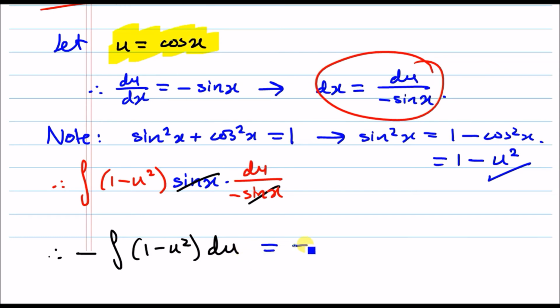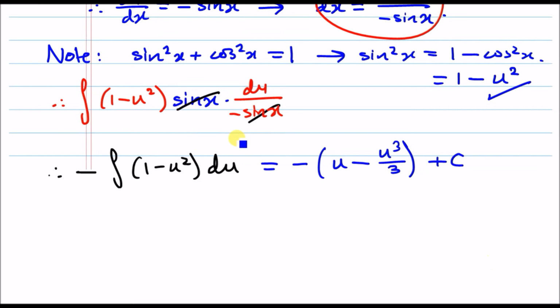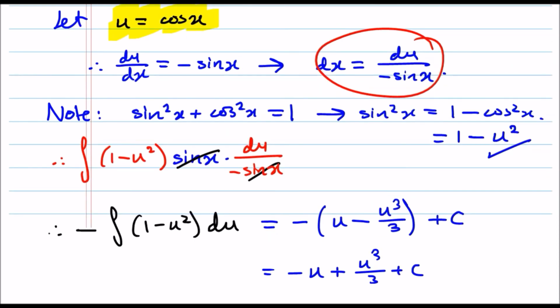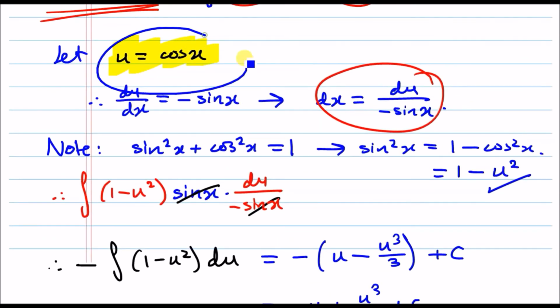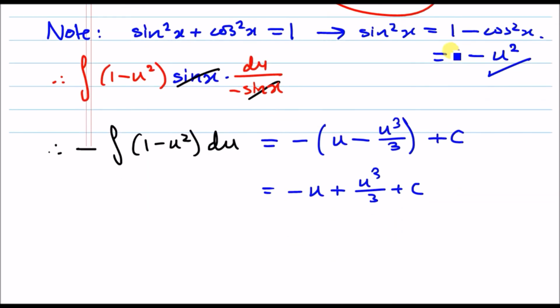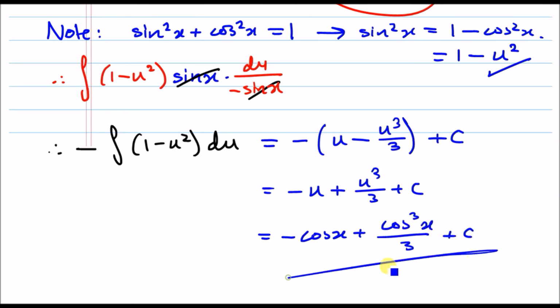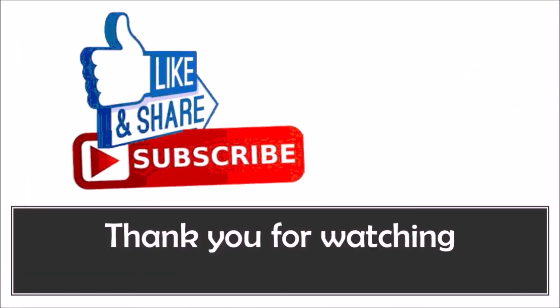So integrating both of them, 1 becomes u, and for u squared, you raise the power up, so it becomes u to the power 3 over 3. And then don't forget the plus c. And that's it, guys. We're literally at the end here. So just expanding the bracket, just to make it look a bit nicer. And lastly, don't forget to always update the u value with what u actually is, which is cos x. So it should end up becoming minus cos x plus cos cubed x over 3, and then plus c. And that's it, guys. We're pretty much done.